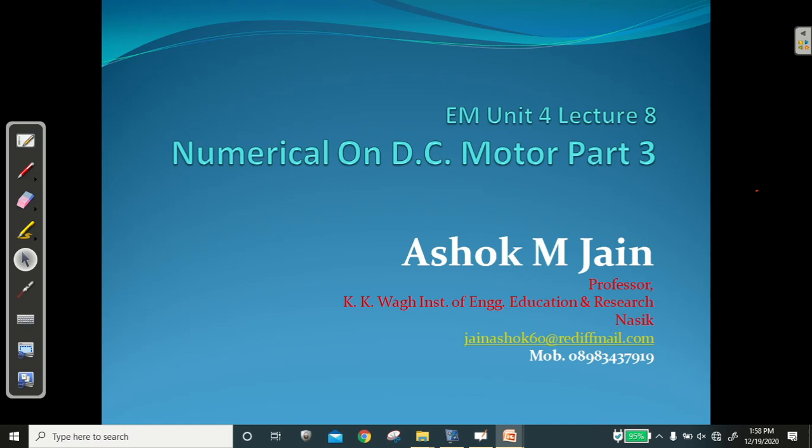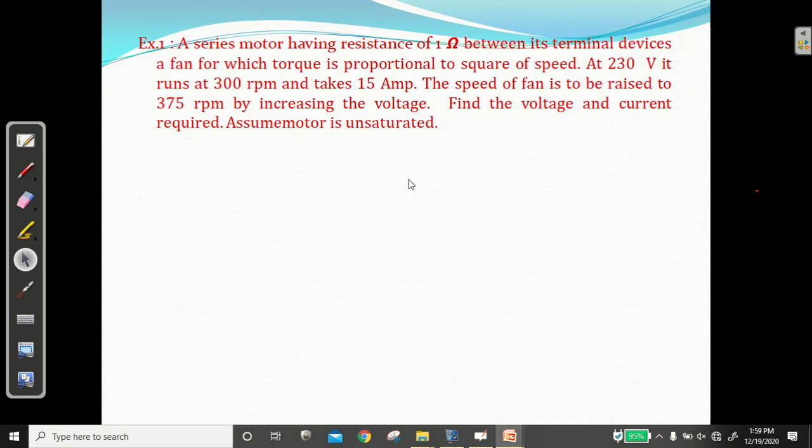Jain. In this lecture I am going to talk about some numericals on DC motor. This is part 3. Earlier I had developed part 1 and part 2 and I had developed some numericals. We have solved some numericals on speed control and other things. Here also I am going to discuss 3 numericals based on speed control and torque conditions on DC motor. So this is numerical number 1.